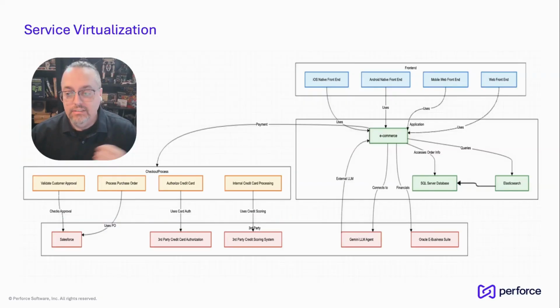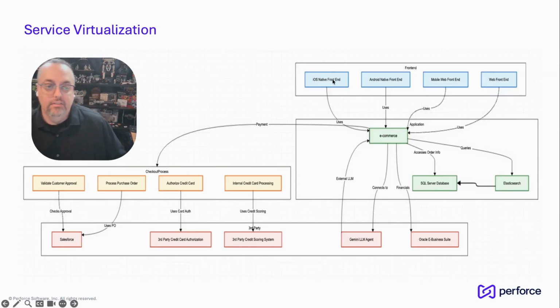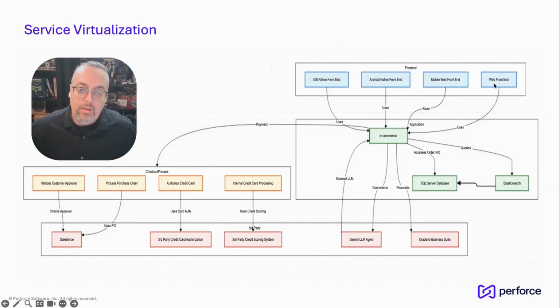So first, let's look at this diagram about this application so we can understand what's going on here. This is a simple application architecture diagram. As you can see, it has an iOS native front end, an Android native front end, a mobile web front end, and a web front end. This is an e-commerce application, and for product search, users use Elasticsearch. They also connect to a SQL Server database internally.